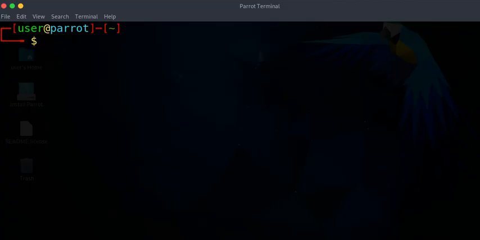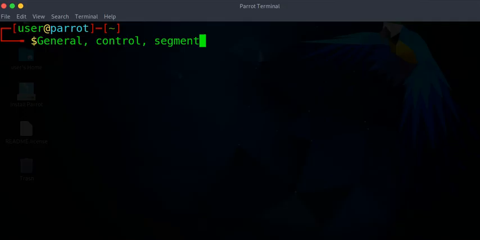So we are inside our Parrot OS, and I'm going to elaborate using this one. Okay, so we have the first category of processor registers, and the first category are the general registers. Then we have another category which are called the control registers. Then we have another category which are called the segment registers. Okay, so the general purpose registers are further divided into the following groups.